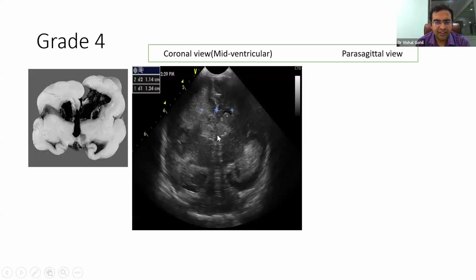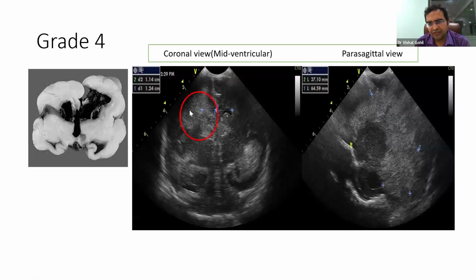This is again the mid ventricular view over here. This is bleeding on both sides. You can see the blood, same echogenicity, is outside of your lateral ventricle. This is your parietal lobe over here. So this is your grade 4 IVH.